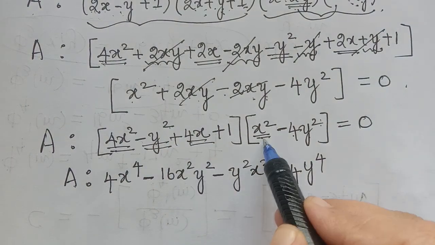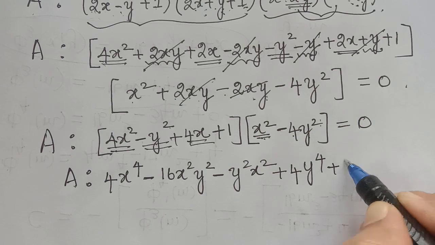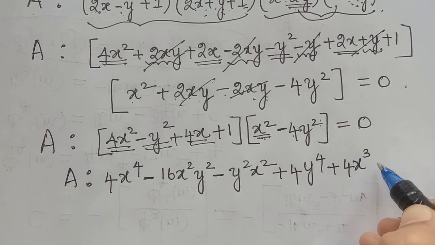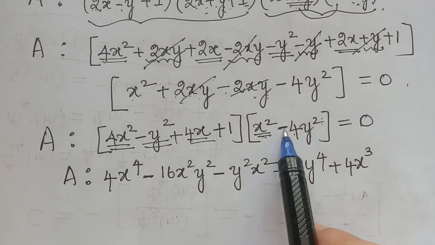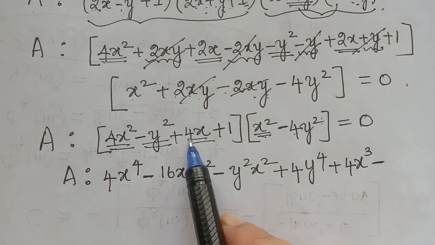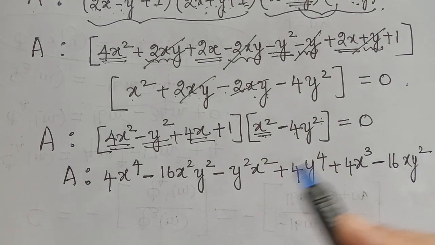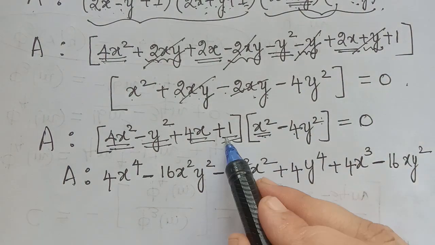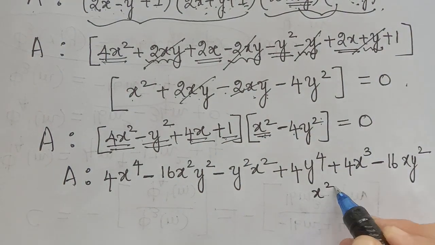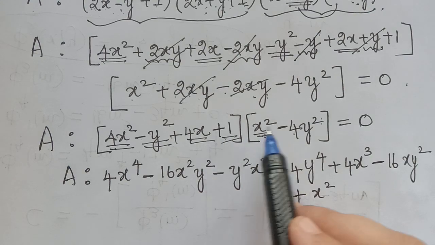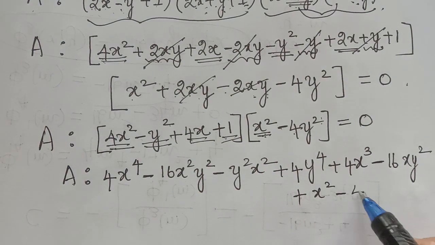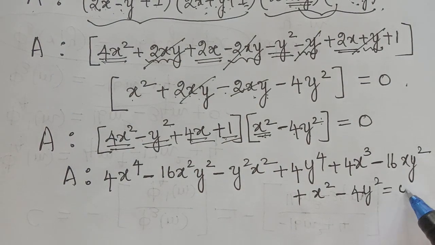Next, 4x multiplied with this. So, plus 4x cube, plus into minus minus 4, 4 fours are 16, x y square. And then finally we have a 1. So, 1 multiplied with x square is x square. So, plus x square, plus into minus minus 4y square is equal to 0.